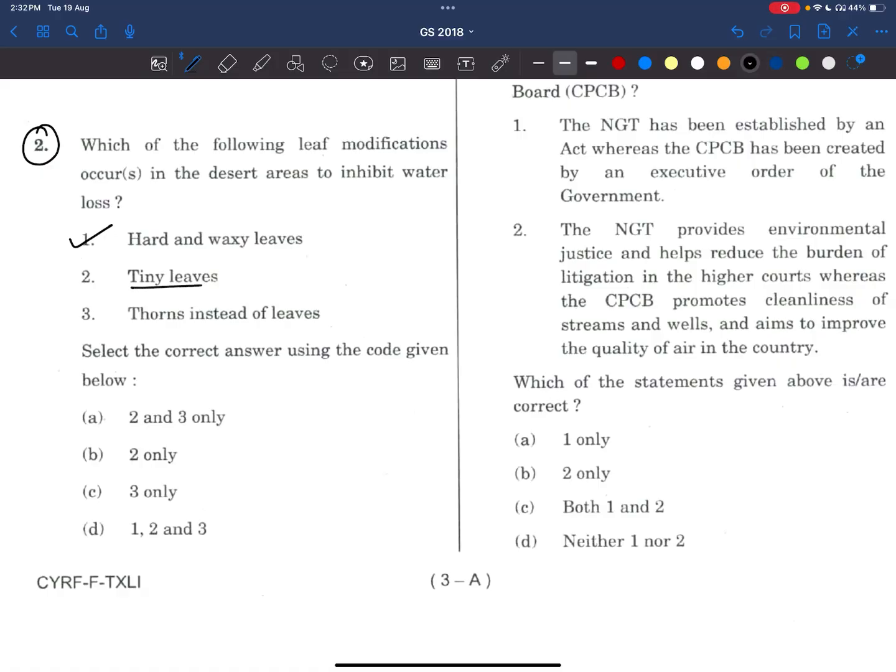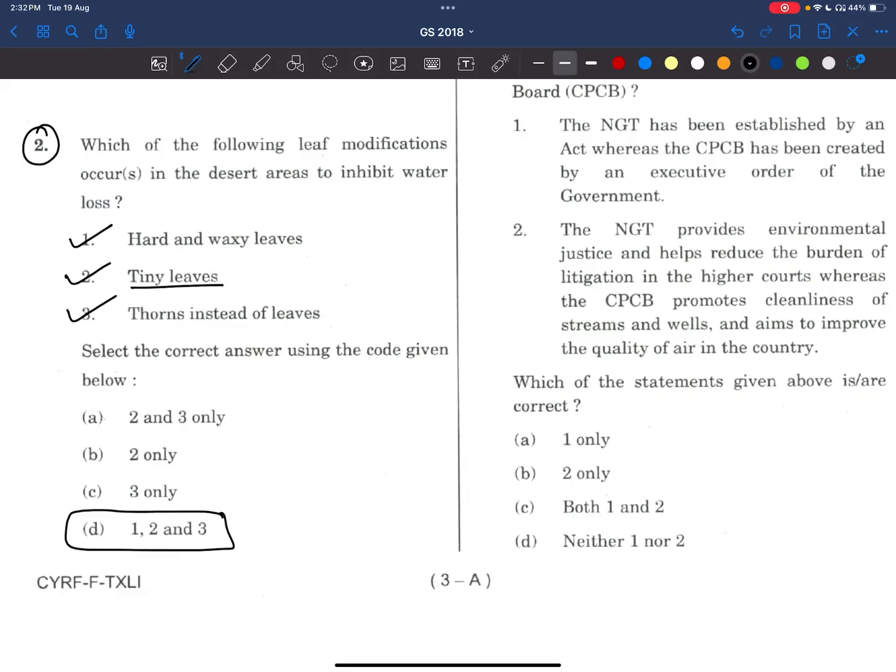Now tiny leaves, see here, the surface area gets reduced. The surface area exposed to the sun is reduced, so the evaporation rate will also reduce. The evaporation from the leaves is called transpiration, so tiny leaves help in reducing water loss. Now thorns instead of leaves, see here, thorns are pointed, so the surface area exposed to the sun is very less, right? So even here the water loss will be very less. So the answer is 1, 2 and 3. This is a very general question, friends. I think it is there in NCERTs also, right?